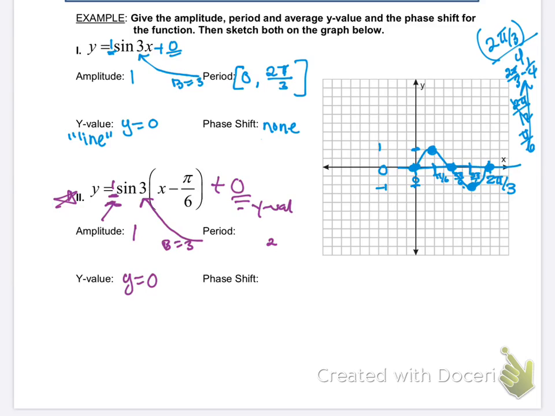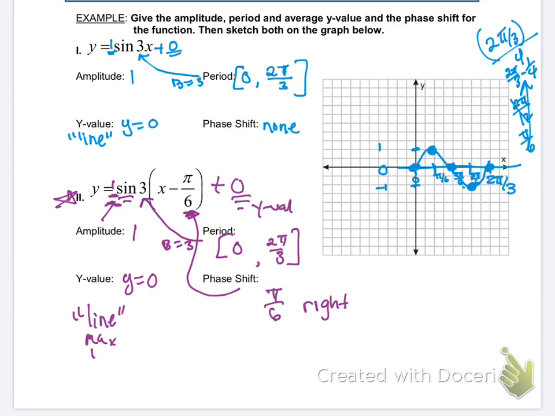It's going to end at 2 pi over 3. And then to figure out where it's shifting, well, I guess we'll keep the 0 to 2 pi over 3 as the original. And then to look at the shift, you look inside here. It's pi over 6. Because it's a minus, it means to the right, pi over 6. Okay? So it's still sine, so that first point is still going to go on the line. It's still positive, so it's going to go line, max, line, min, line, right?